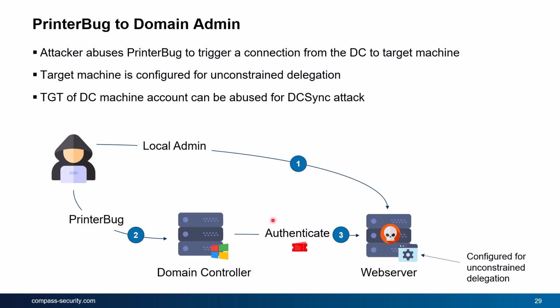The authentication sent from the domain controller will include a copy of the domain controller's TGT. And since we are local admin on the system, we will be able to extract the TGT from the ticket cache of the system. And with that ticket, we then can essentially go back to the domain controller, either the same one or a different one, present a TGT, and perform a DCSync attack.